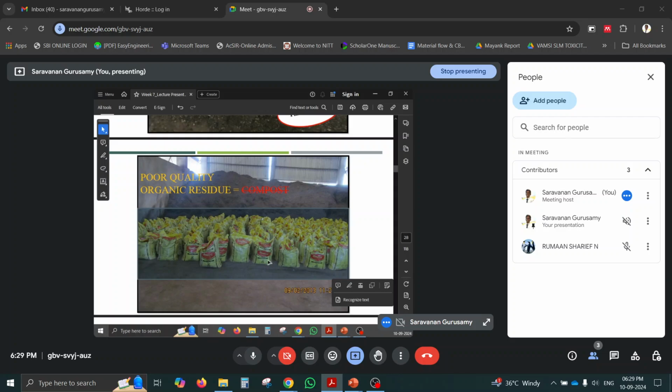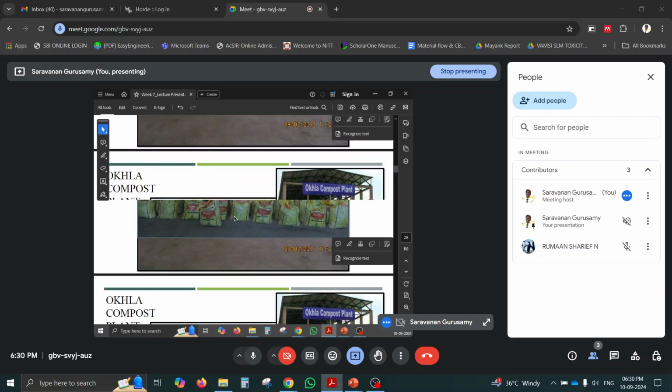And also it may have some contaminants like heavy metals or other trace elements, because it's coming from different heterogeneous waste, and it may have some battery waste, some electronic waste, and some hazardous waste. So the organic particles may also have the same trace elements present in them. So the quality is very poor, and it is not suitable for use in agricultural fields.